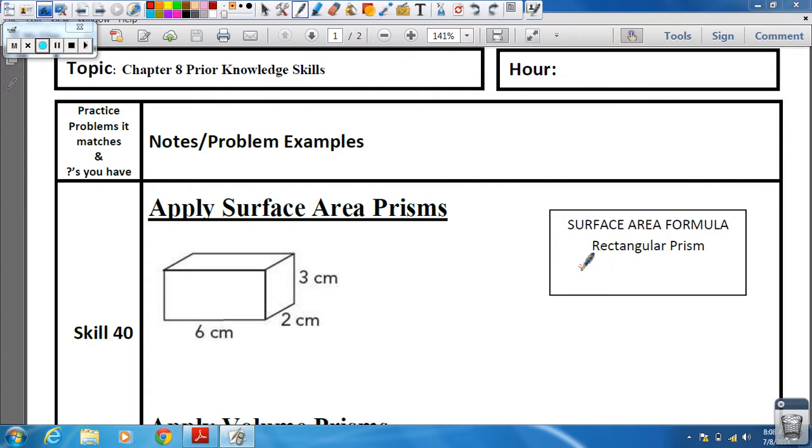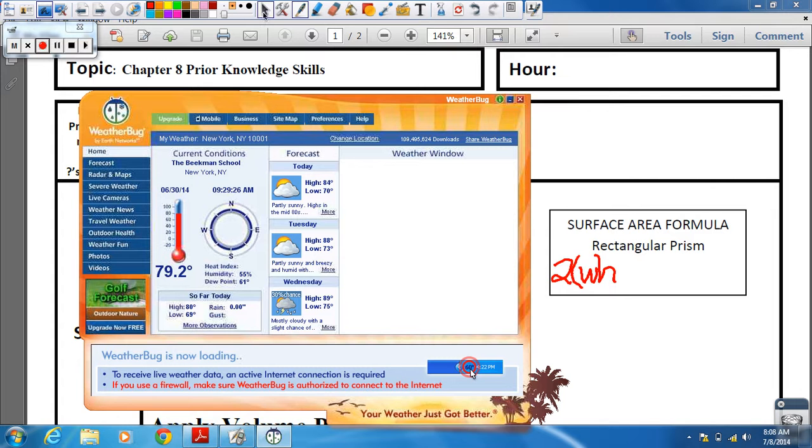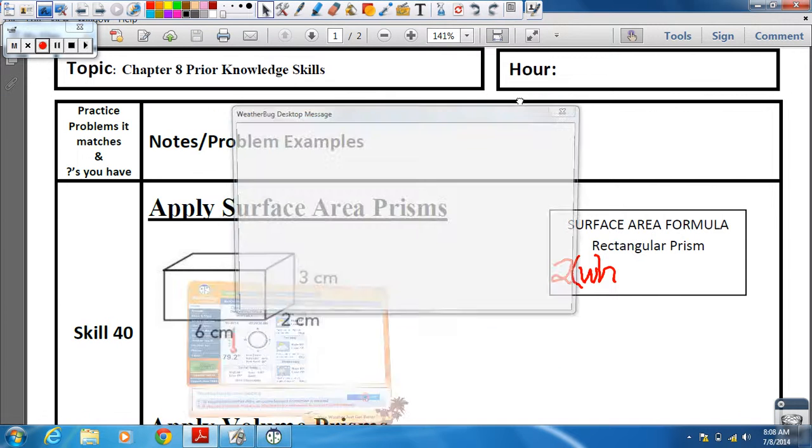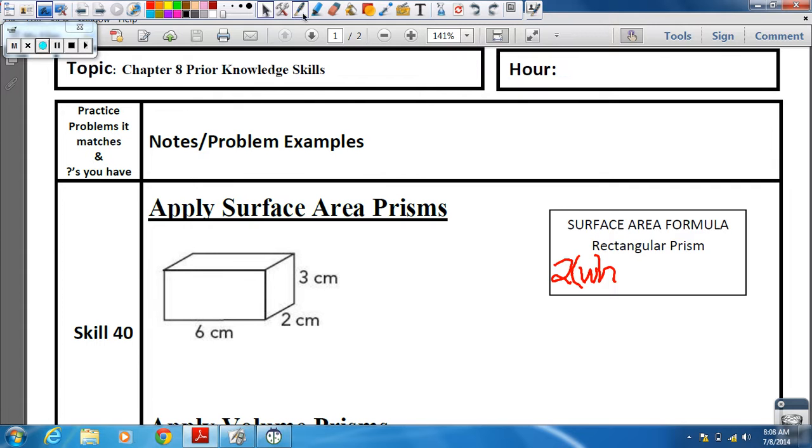So our surface area formula for a rectangular prism is 2 times the quantity width times height plus length times width plus length times height. So if I go over here to the drawing, the 6 centimeters will be my length, 2 centimeters is my width, and the 3 centimeters is my height.